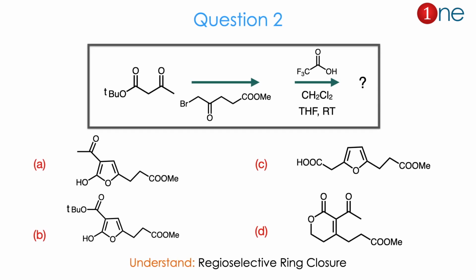Then the question number 2. Question number 2 contains a tricarbonyl group which contains a tertiary butyl ester at the end. Then you have reagents with carbonyl, bromine and acetate there. Here in the next step you are using the acid, DCM, dichloromethane and THF at room temperature. They ask you to find the product. The products are cyclized ones. The way of cyclization is important here. So what happened to the carbonyl group? How does the cyclization occur? Which carbonyl group comes into the ring is the real question. So you have to understand that regioselective ring closure occurs here.